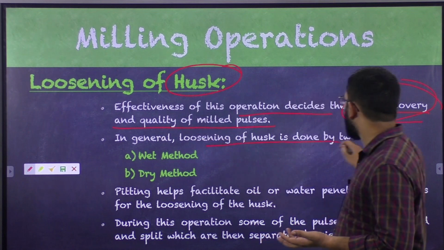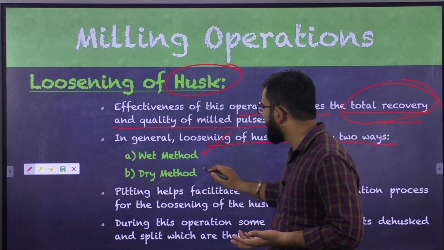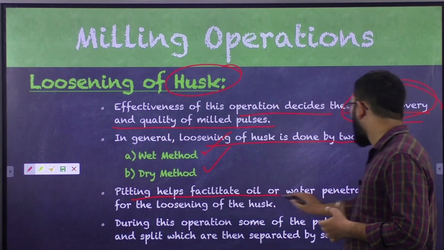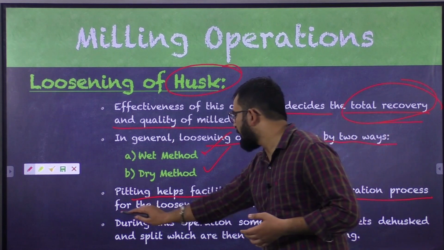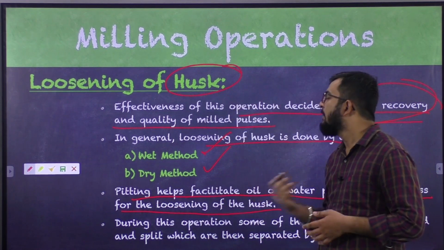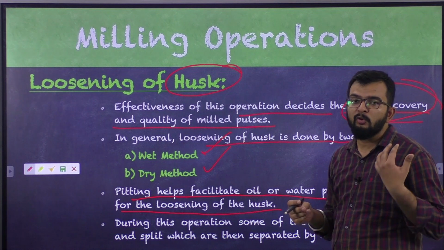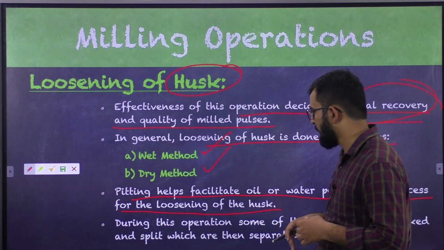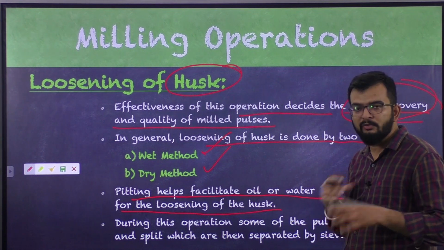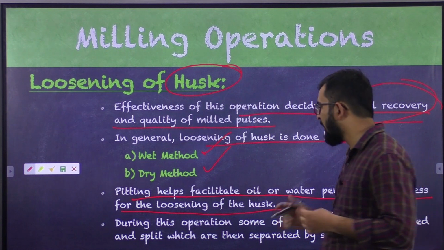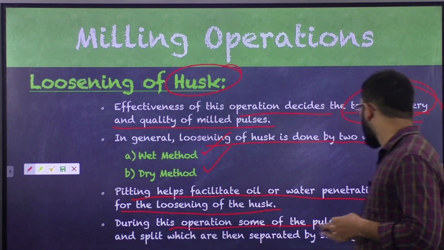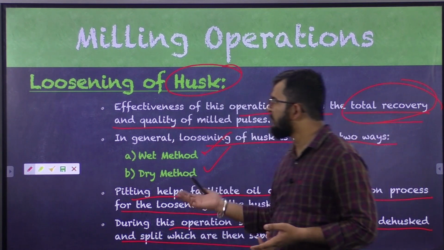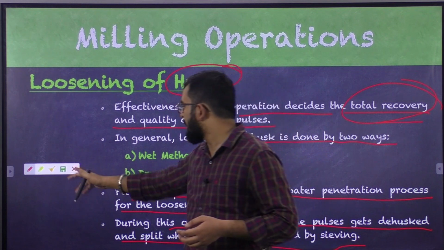In general, loosening of husk is done in two ways. One is the wet method, the other is the dry method. Pitting helps facilitate oil and water penetration for loosening of the husk, as we have discussed earlier. So we perform pitting to make it easier for water or oil to penetrate through the hull into the cotyledon, which will loosen the husk and make it easier to remove the hull. During this operation, some pulses get dehusked and split, which are then removed by sieving, as discussed.